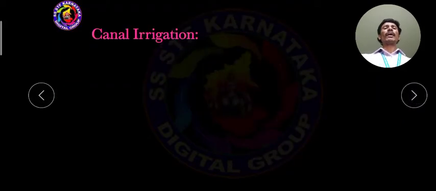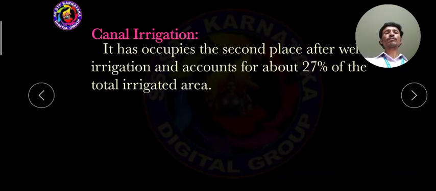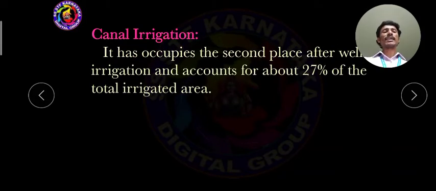After that, canal irrigation. Look mainly here at canal irrigation. It has occupied the second place after the wells. We already learned the first place goes to well irrigation. After the well, canal irrigation receives the second place and accounts for about 27% of the total irrigated area.